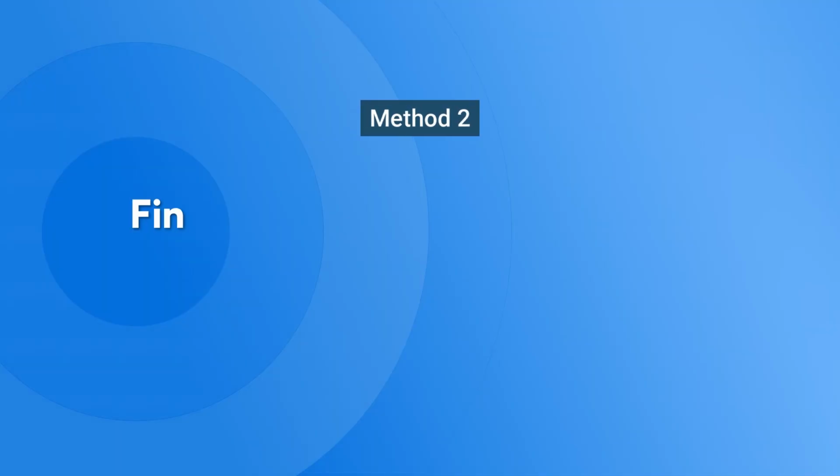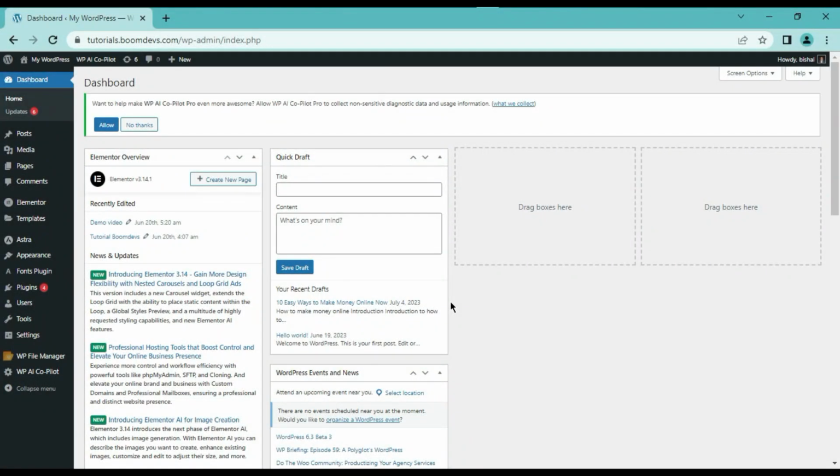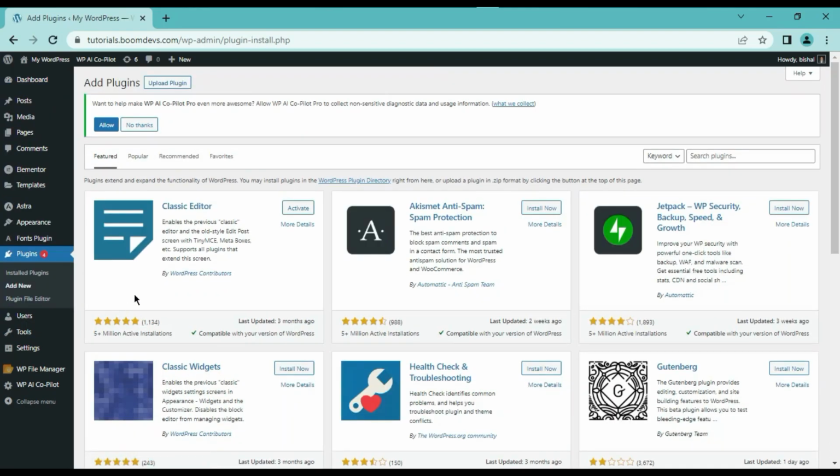Method 2. Find WordPress post or page ID with plugin. If you want to find post/page ID in large quantities or don't want such kind of hassle, then you can use a plugin. With a plugin, you can easily find your post or page ID. You are not required to complete any tasks. You can find all of the IDs next to the content. Follow these steps to do so. Install and activate the plugin.